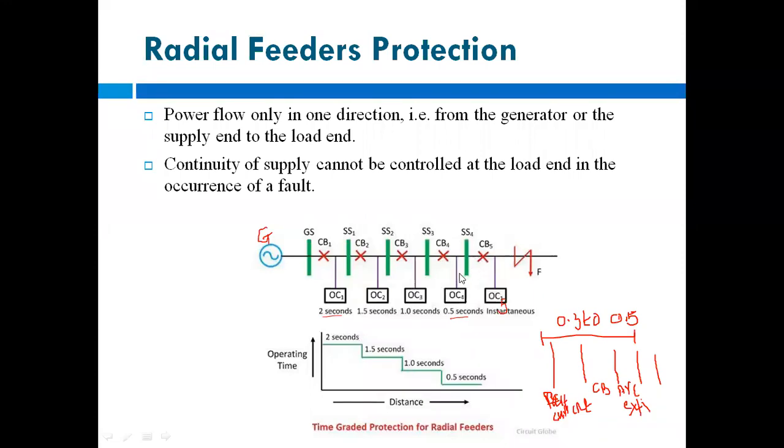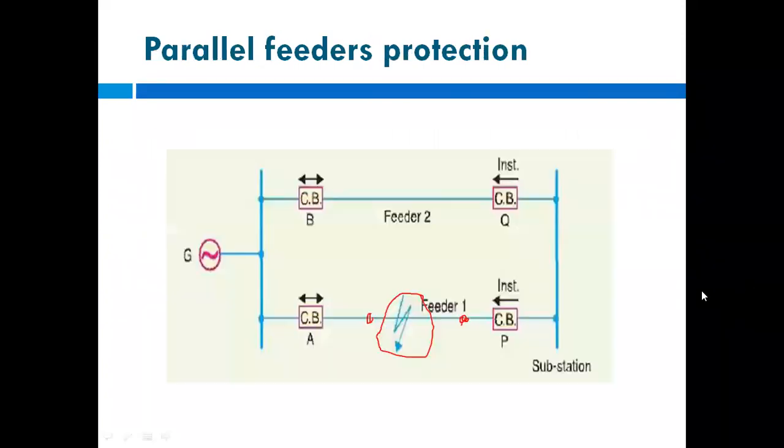After that, we have seen how these disadvantages are overcome by the parallel feeder. In a parallel feeder we are using two feeders. There is a single generating station, but we use two feeders. So if the fault occurs here, the power for this point is supplied by using another feeder, that is feeder number 2.